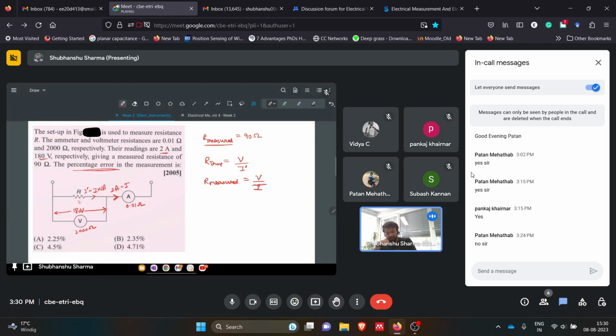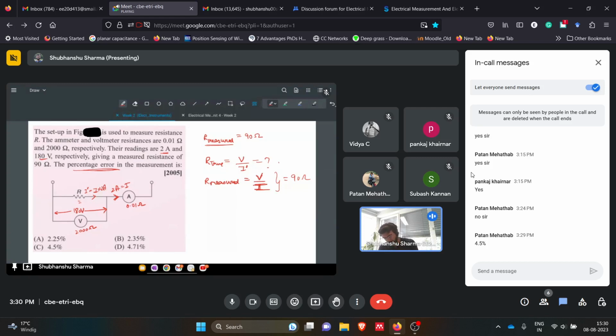So that's why we are getting 90 ohms, but we need the true value. So that's why, okay, 4.5%. We have one answer. Any other answers? But I think yes, 4.5 is correct. So I think you got my point. The question is straightforward, that's why we need the percentage error.